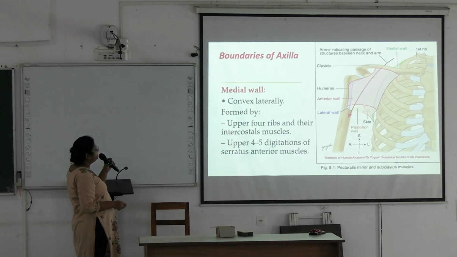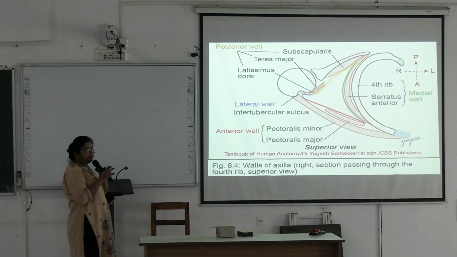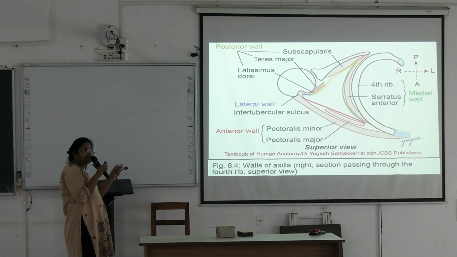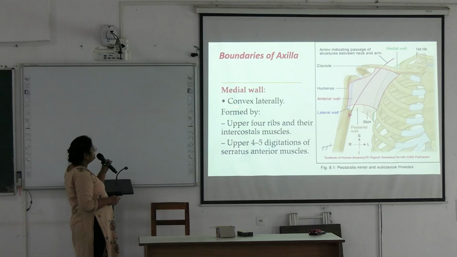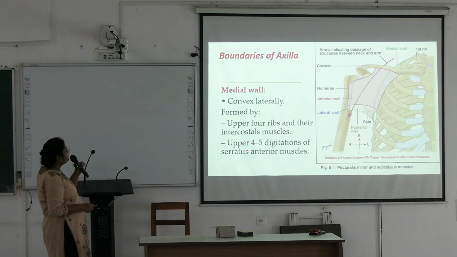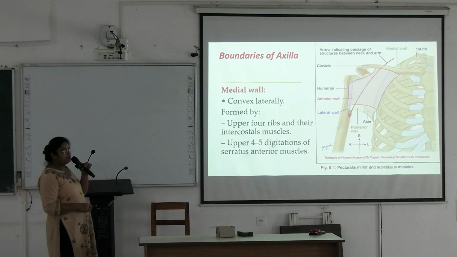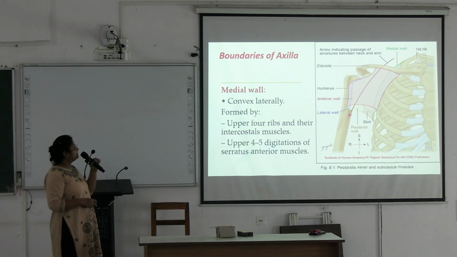The medial wall is convex here. See, this one is forming the medial wall: upper four ribs with intercostal spaces, serratus anterior muscle, and you can see it is convex outward. So it is convex laterally, formed by the upper four ribs and their intercostal muscles, and the upper 4 to 5 digitations of the serratus anterior muscle. So these are forming the medial wall of the axilla.